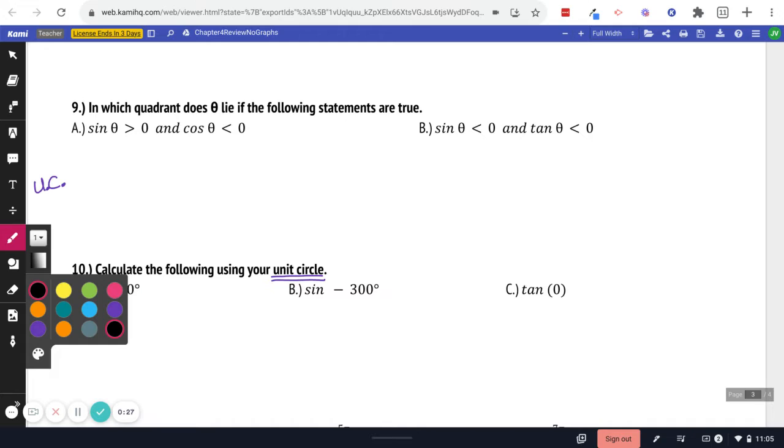So this says, in which quadrant does theta lie if the following statements are true? So sine greater than 0. So here's a quadrant, right? And actually, here's what I'm going to do. I'm going to draw it a little bit bigger. So sine is positive here and here. Those are the two places sine's positive.